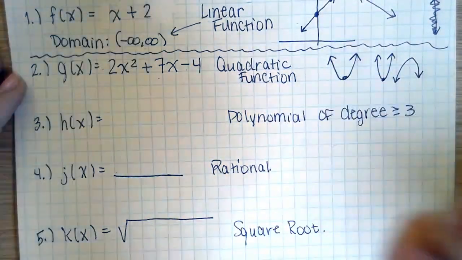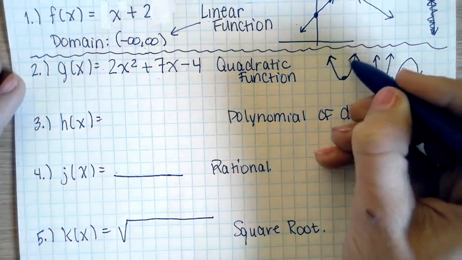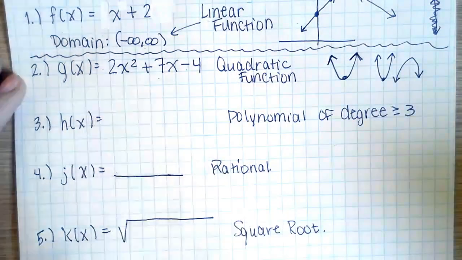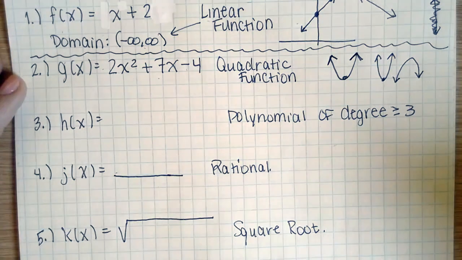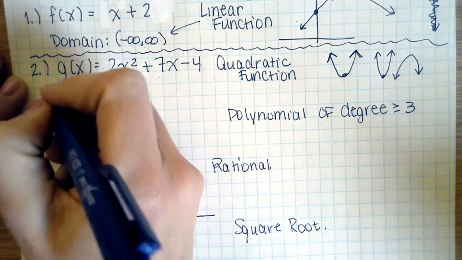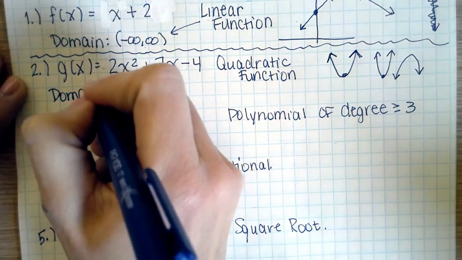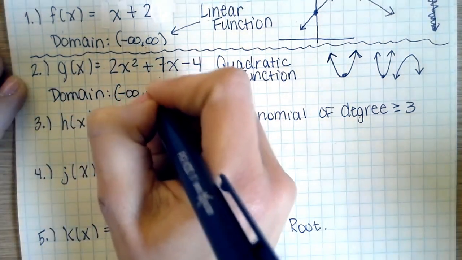But when I'm asked to find the domain of a quadratic function, are these getting wider forever and ever and ever? Are there any holes? Are there any asymptotes? Are there any breaks? What's the domain for every parabola? The domain for every quadratic function, again, is going to be, again, all real numbers, negative infinity to infinity. You're good.